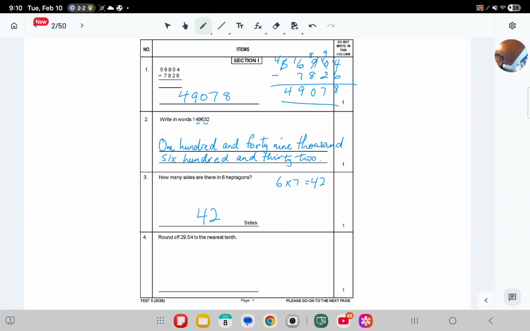Number 4, round off 29.54 to the nearest tenth. If we round it off to the nearest tenth, we look at the 10th value and the 100th value. The 100th value is less than 5, so we leave the 10th value the same, and replace all the numbers on the right hand side with 0. So this would be 29.5.